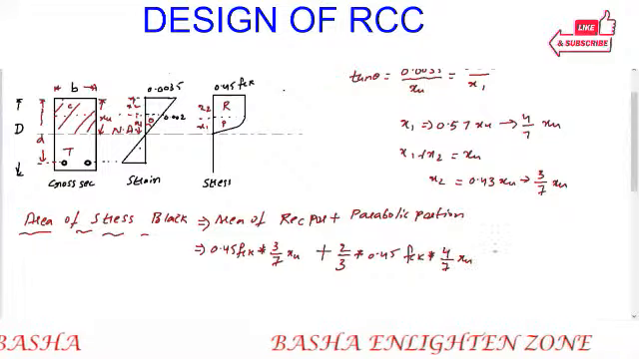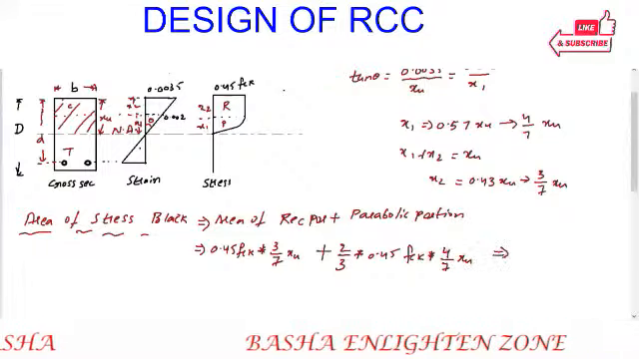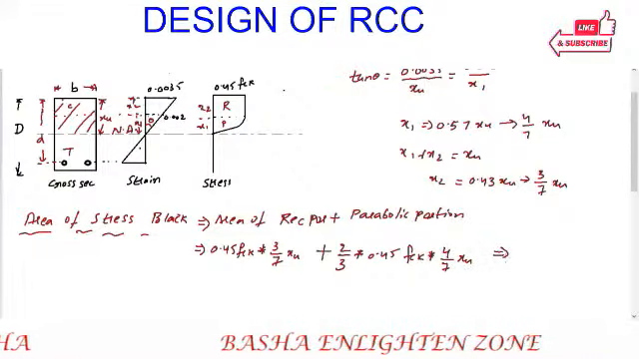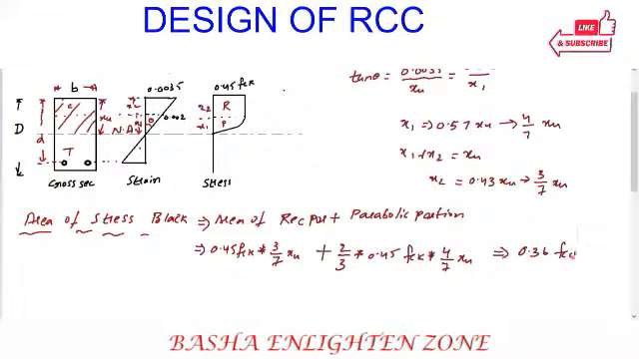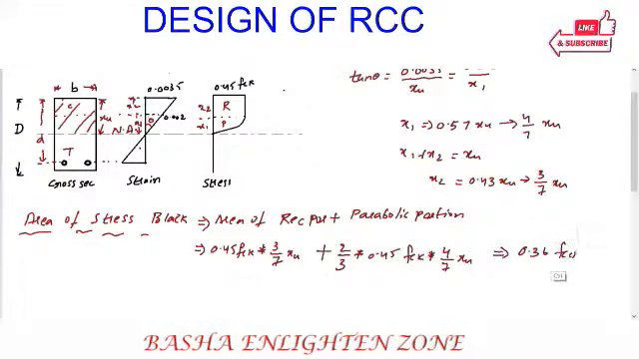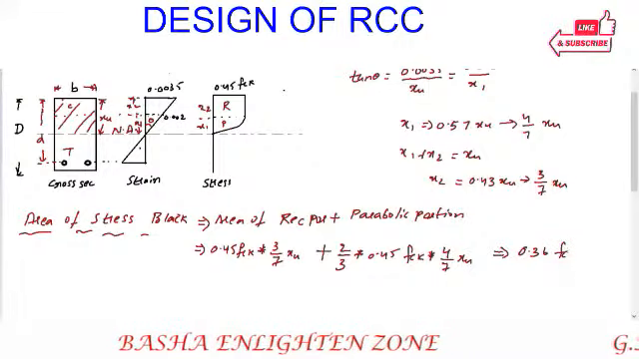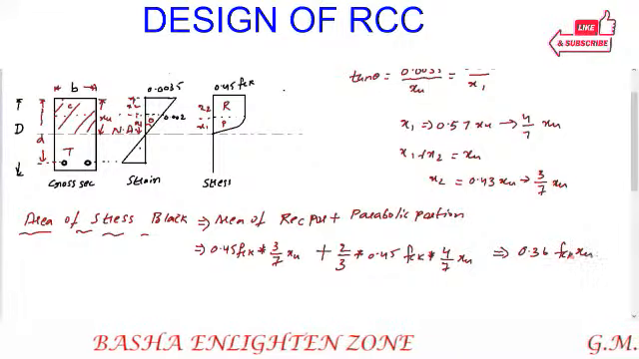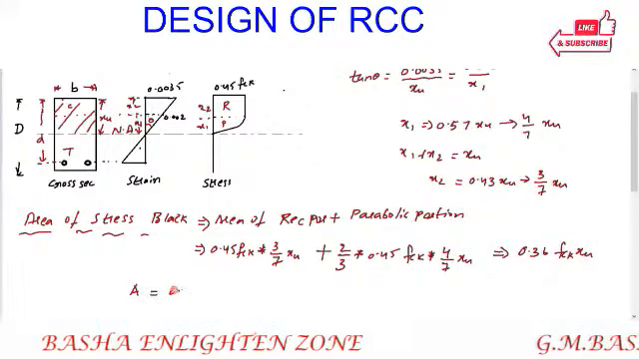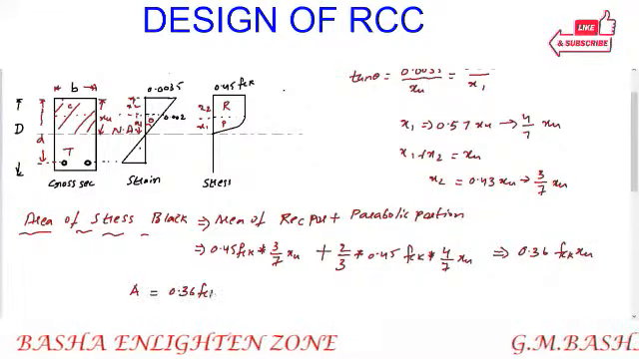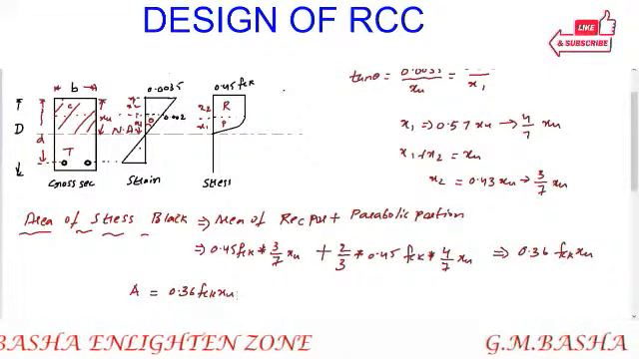If you simplify these two, the value you will get is 0.36. Both fck and XU will be common. So finally, the area of the stress block will be equal to 0.36 fck XU.